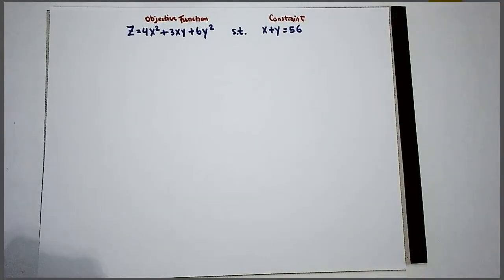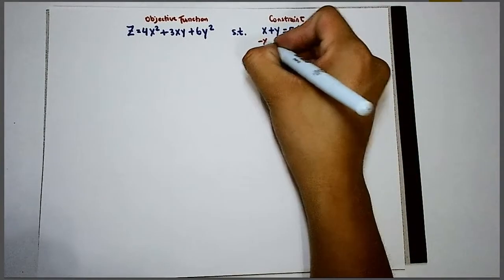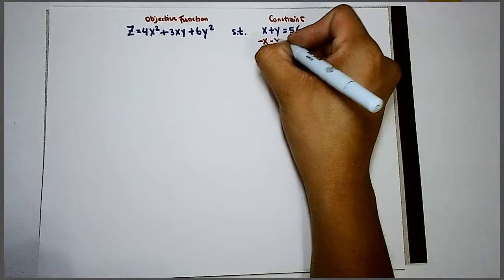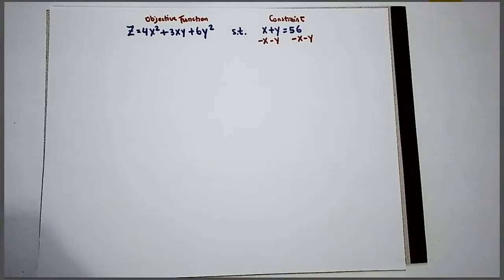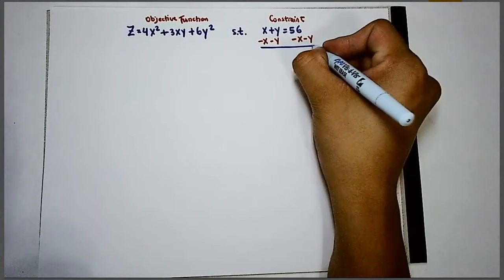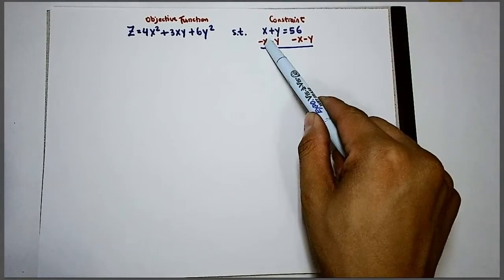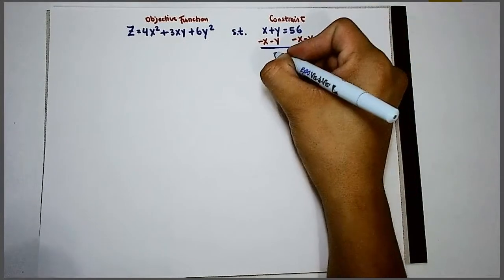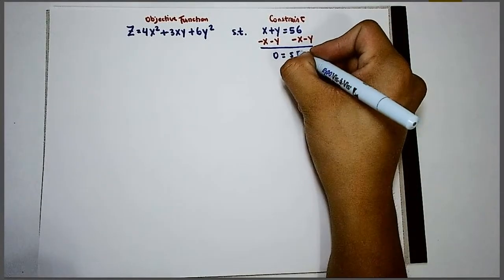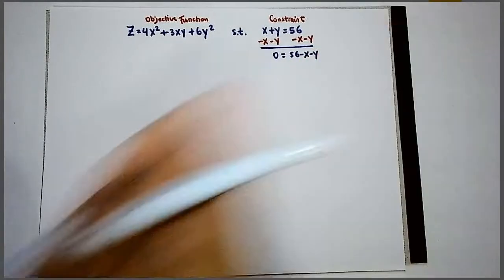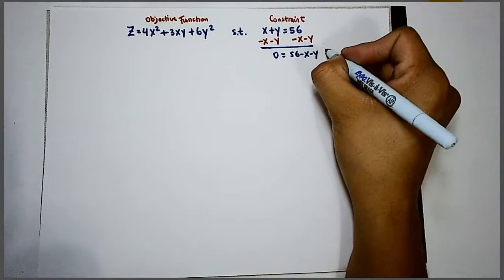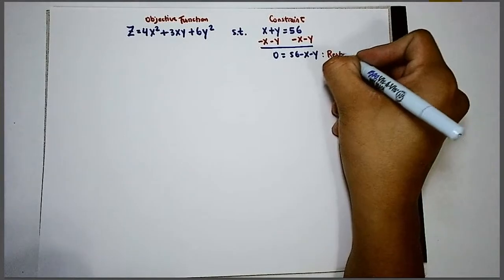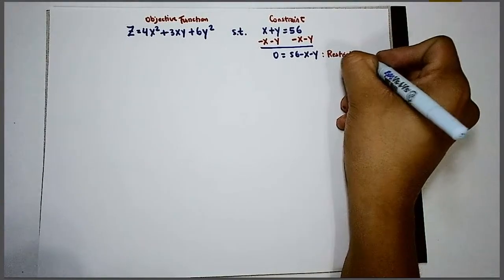However, in order to use it for the Lagrange optimization, we need to have the left-hand side equal to 0. To do that, we subtract x from both sides and y from both sides. So here we obtain x minus x is 0 and y minus y is 0. So 0 is equal to 56 minus x minus y. So this is the restriction that we need, which is equal to 0.